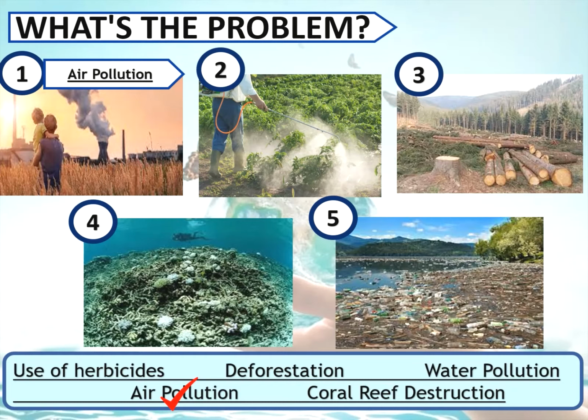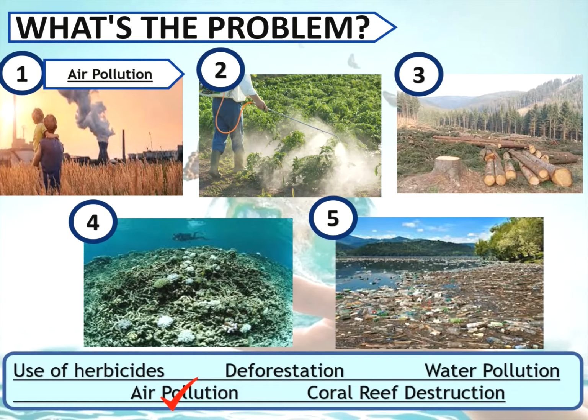May mga air pollutants, isa sa mga air pollutants ay tinatawag nating lead. Ito yung metal na makikita sa Earth's crust. This is available in the environment. Another form of air pollutants is carbon dioxide. Ito yung ini-emit ng mga sasakyan, ng mga planta, that enhance the greenhouse effect. Okay, now let's proceed to number 2.